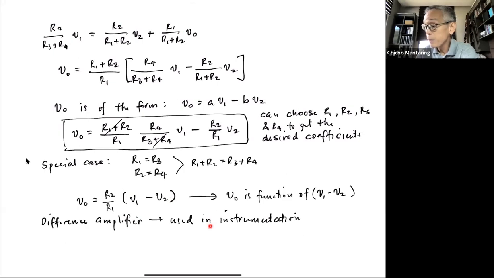By doing a subtraction, we end up eliminating the noise. And that's why it's very popularly used in instrumentation. Because when you subtract, you only get the difference of the two signals. If there's a common signal, you call it common mode noise, and that common mode noise disappears. Okay, any question with regard to that?